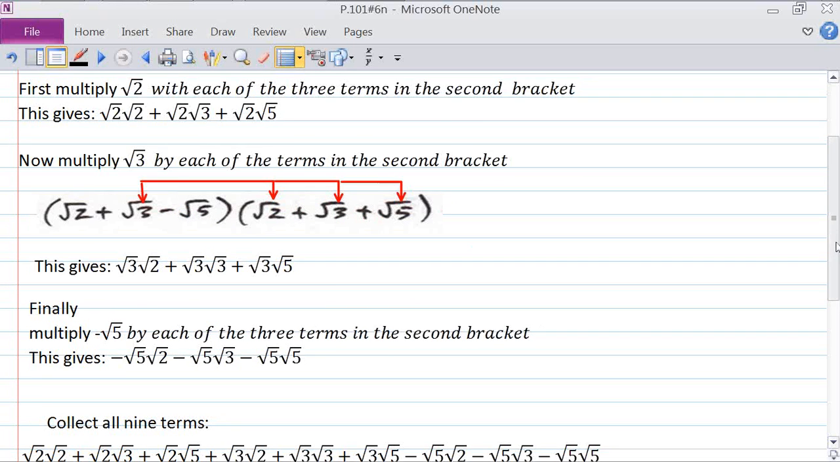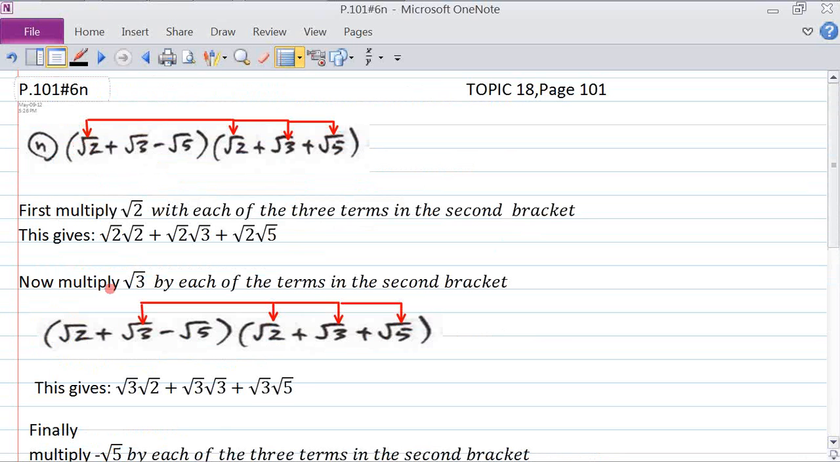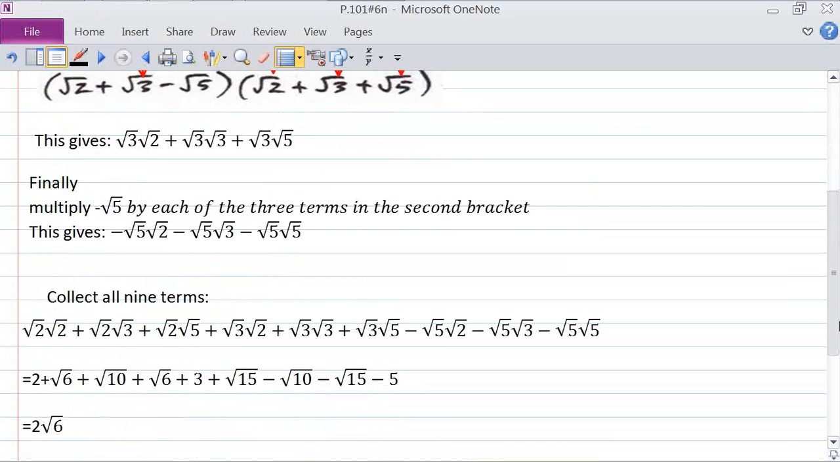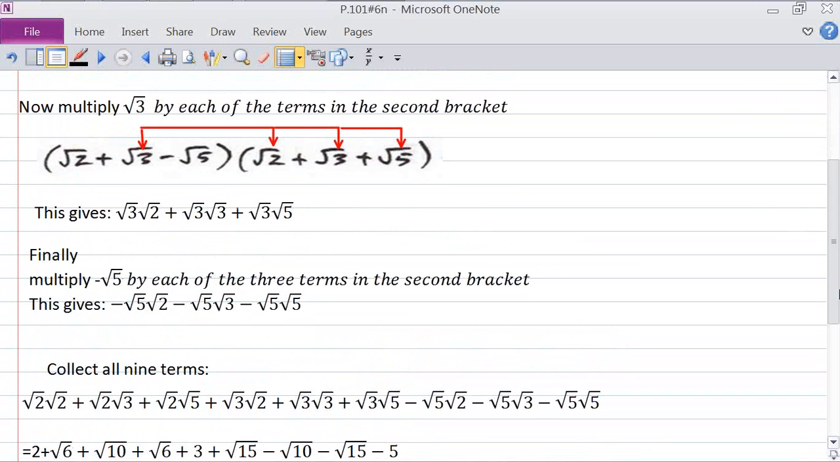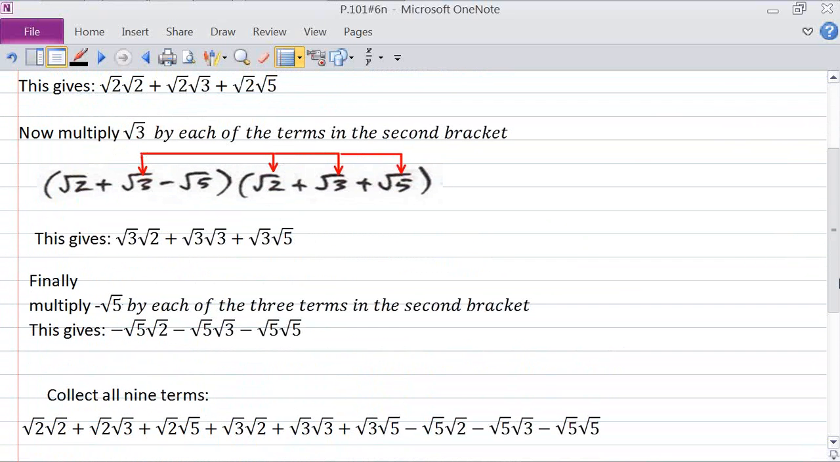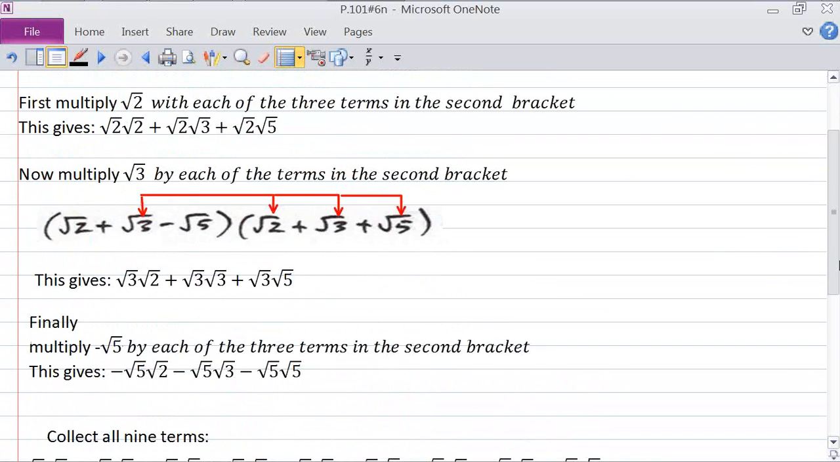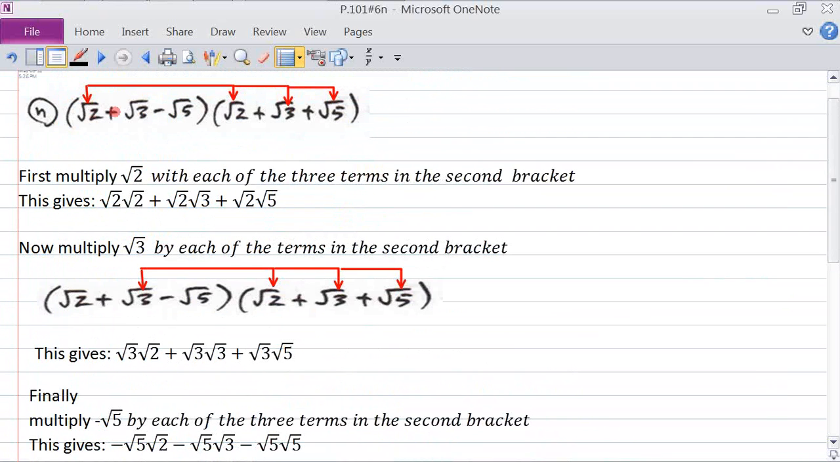So let's go over that again. We're going to multiply this term by each of these terms in the second bracket. Then we're going to multiply this by each of these terms in the second bracket. And finally we're going to multiply this by each of the terms in the second bracket. So we're going to have a total of 9 terms. So let's take a look. Root 2 times root 2.